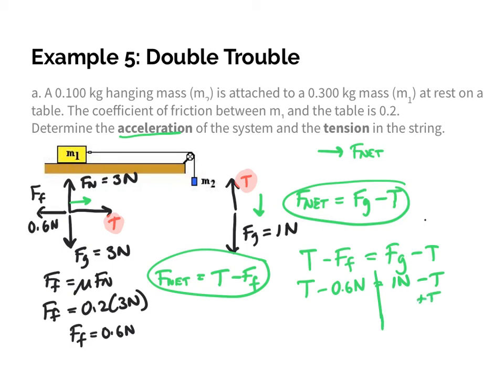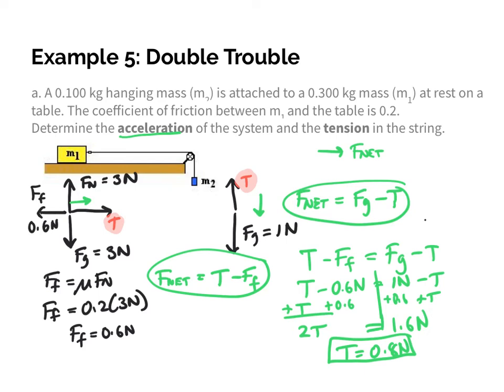So what I'm going to do is add this T over here. So what I'm going to get then is 2 times the tension. At the same time, I'm going to add 0.6 to the other side. So I know that 2 times the tension is going to equal 1.6 newtons. So therefore, the tension is going to have to equal 0.8 newtons in order for that to equal 1.6 if I were to double it.